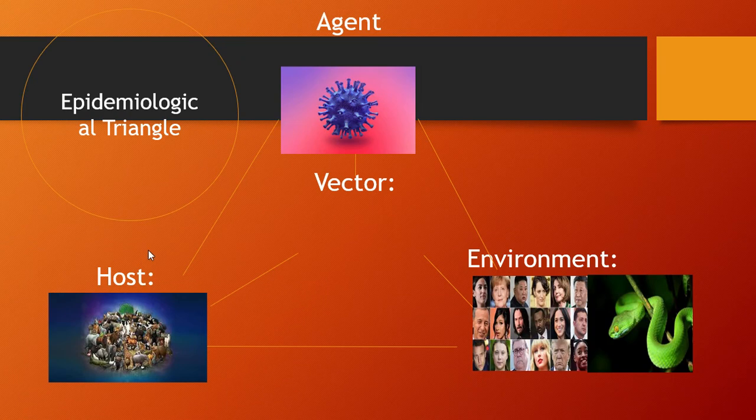Epidemiological triangle. So the agent here is the coronavirus. The host is birds and mammals and animals. The environment is mainly where there are a lot of human beings.